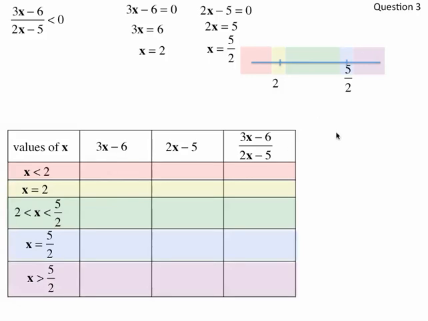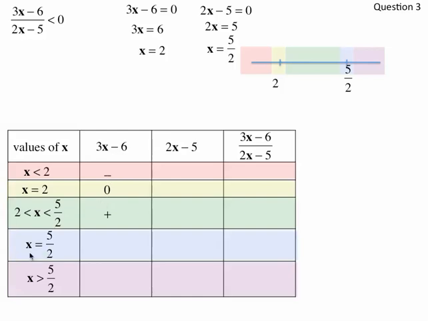All right, so now we want to determine the sign when x is less than 2. Okay, the sign of 3x - 6. So when x is less than 2, when x is equal to 0, for example, 3 times 0 is 0, minus 6 is negative. When x is equal to 2, 3 times 2 is 6, minus 6 is 0. When x is between 2 and 5/2, like 2.1, for example, because 5/2 is 2.5, 3 times 2.1 is 6.3, minus 6 is positive.